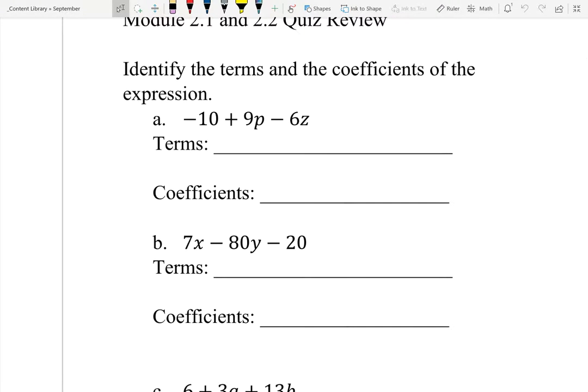A: identify the terms and coefficients for negative 10 plus 9p minus 6z. Now, most people, when I ask them, can identify the fact that this has three terms. If you know there are three terms, then you should be able to write out what each term is. Negative 10 is a term. 9p is a term. And we have to be careful because negative 6z is a term. A lot of times people will just put 6z and then they're wrong because the minus sign is a part of that term, and that minus sign means that it's negative.